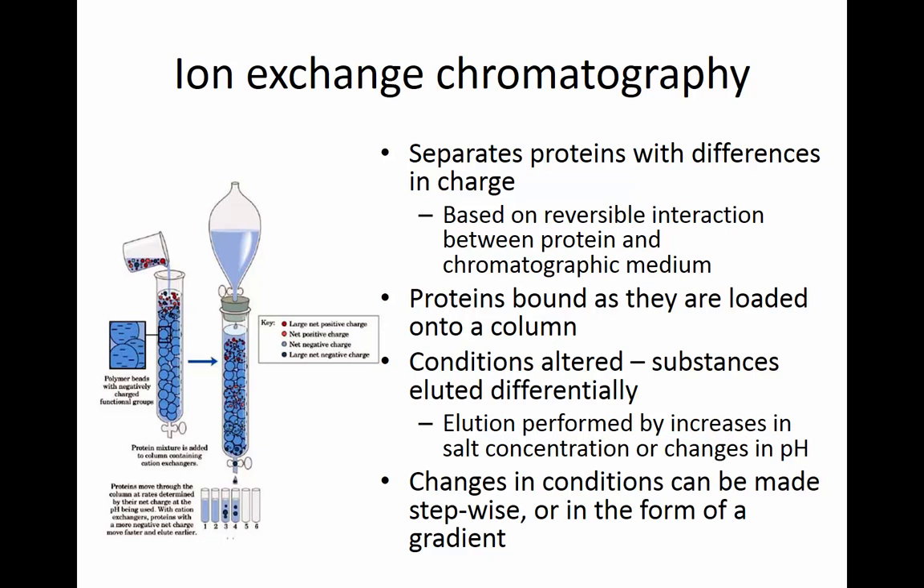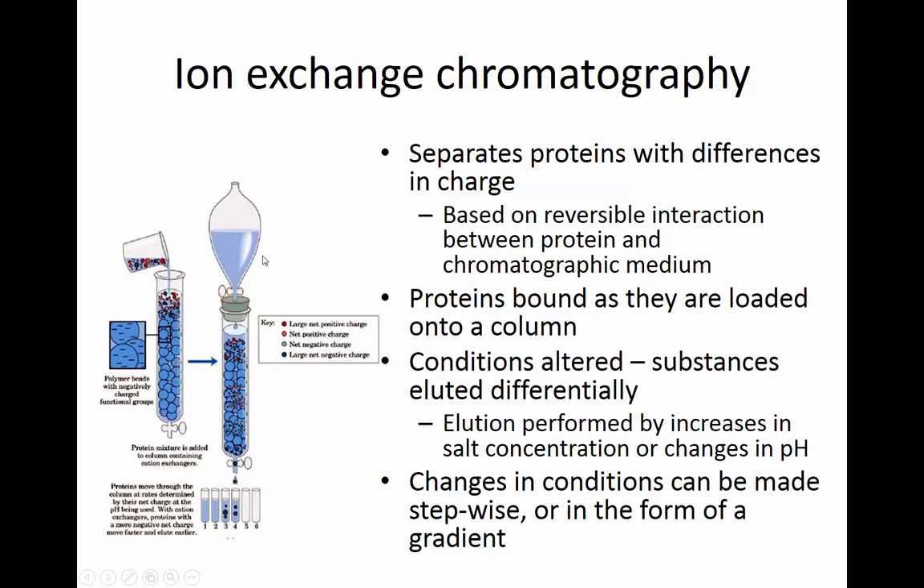Ion exchange chromatography is very frequently done, and that separates proteins that have differences in charge, or it separates other molecules that have differences in charge, although it's pretty effective with proteins because there's a wide variety of isoelectric points here. And so this is based on a reversible interaction between protein and the chromatographic medium. These are all based on some kind of molecular interactions. This is why it's important to understand what molecular interactions are in play here.